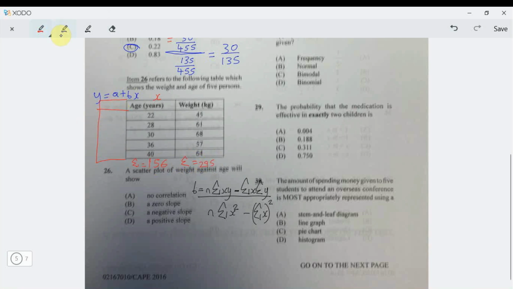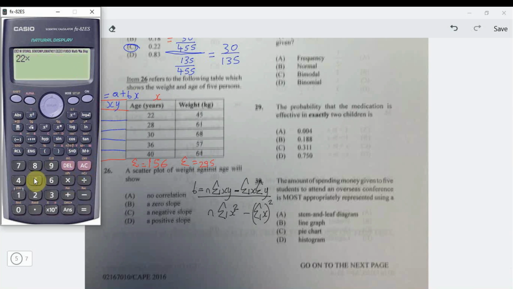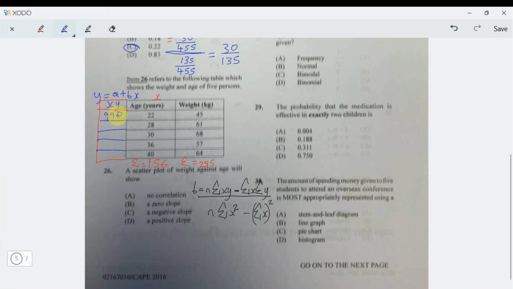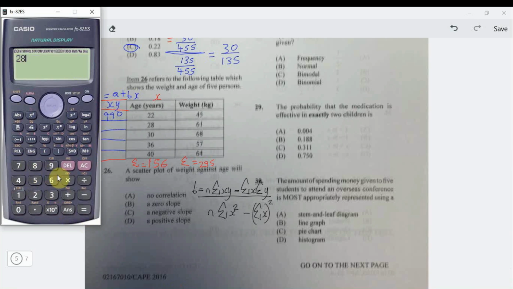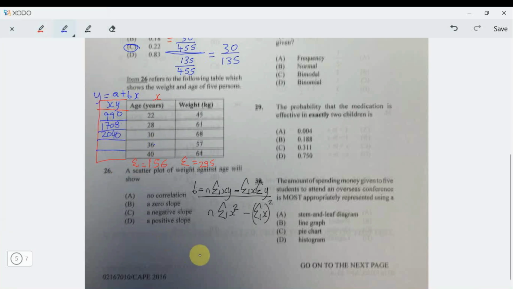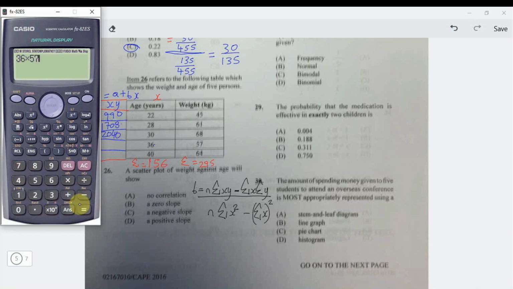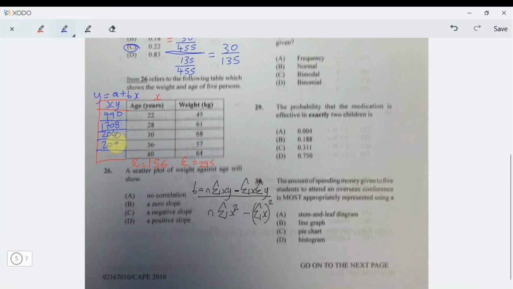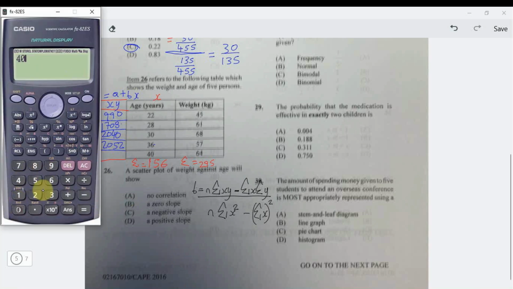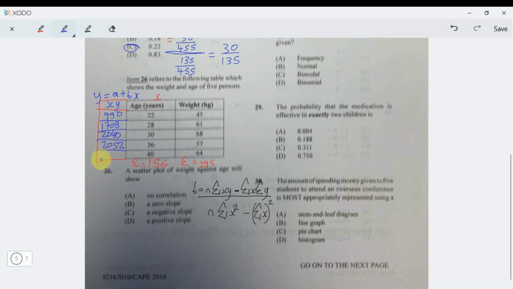So now all you need to do is write down our xy column and multiply them. So 22 times 45, that gives us 990. Then 28 times 61, that gives us 1708. 30 times 68, that gives us 2040. Then 36 times 57, that gives us 2052. And then 40 times 64, that gives us 2560.